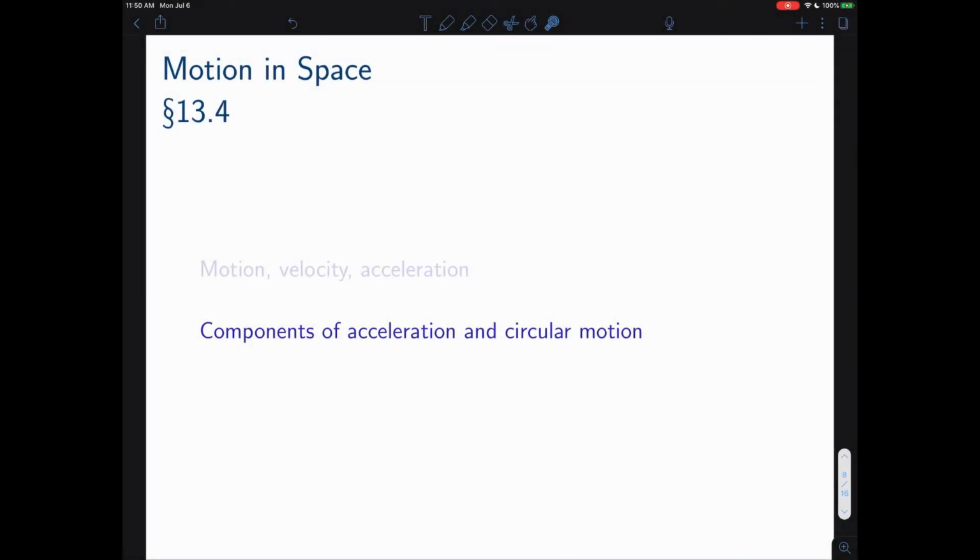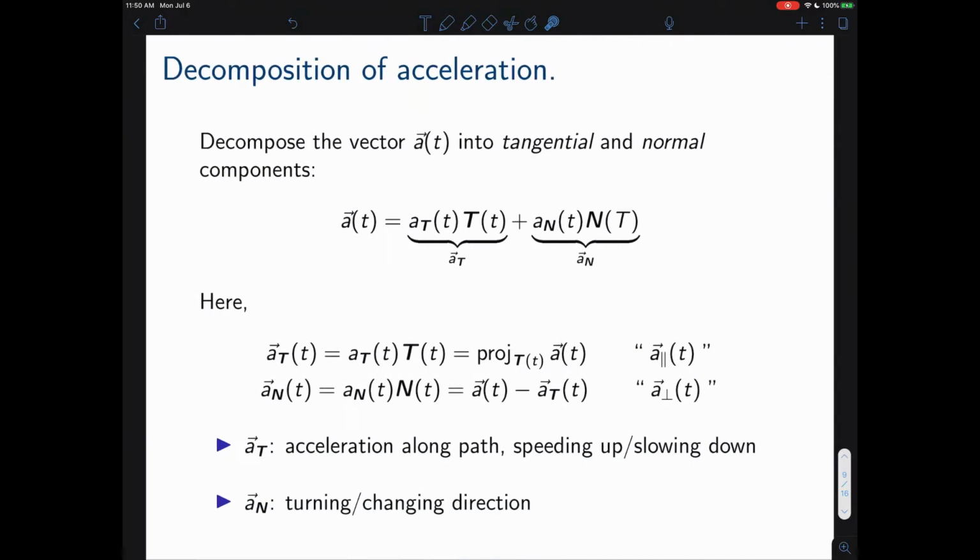Now let's talk about components of acceleration and circular motion. So the components of acceleration refers to decomposing the vector acceleration into tangential and normal components with respect to the velocity vector or the unit tangent vector. So the acceleration vector can be decomposed into one component which is tangential.